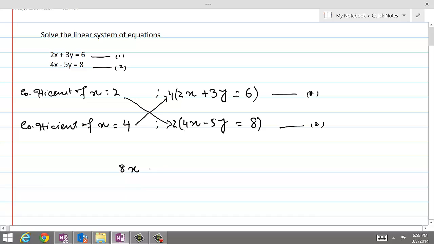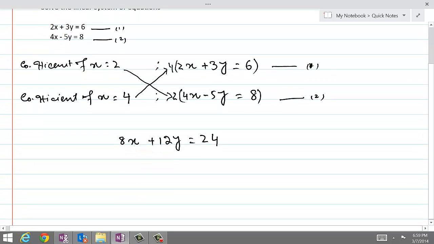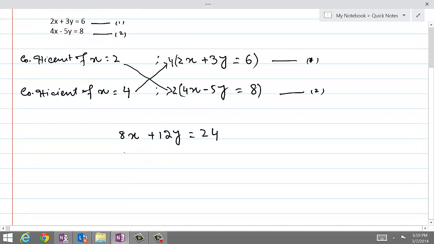So therefore we have a new system which is 8x plus 12y equal to 24 from equation 1. And the second equation will become 8x minus 10y is equal to 16. So this is equation 1 and equation 2. If we want to name it, we can continue to keep its name the same.